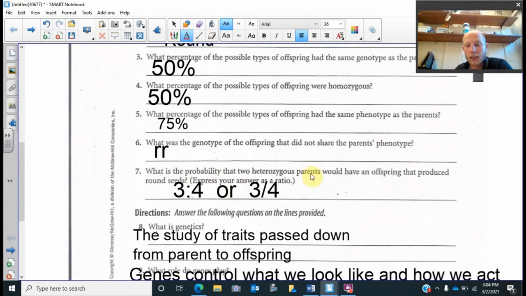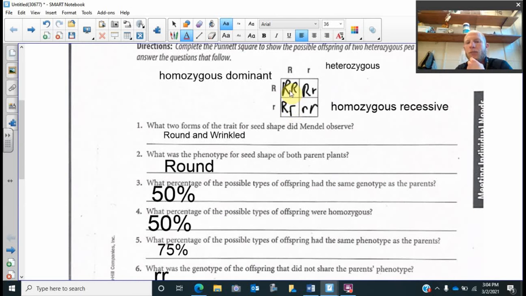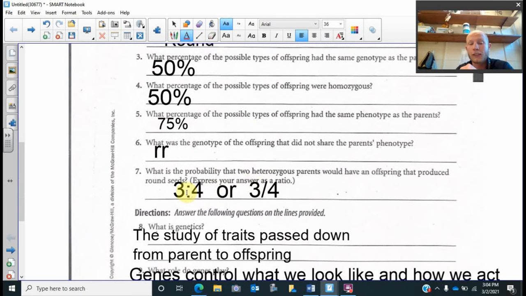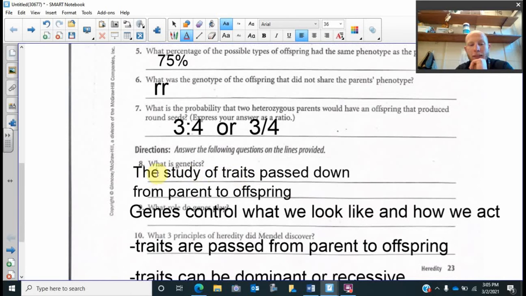So we've already done this. Then it says right here, what is the probability that 2 heterozygous parents, like we have above, would have an offspring that produced round seeds, right? This guy's going to have round seeds, we've already talked about. He's going to have round seeds, and he's going to have round seeds. So 3 out of 4. A ratio is a comparison of numbers. So how many there is versus how many total. So 3 to 4 or 3 over 4 is how you write a ratio. And then what is genetics? Genetics is the study of traits passed down from parent to offspring.